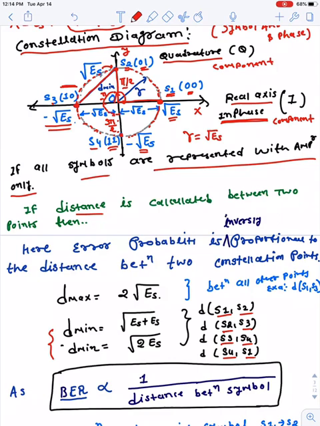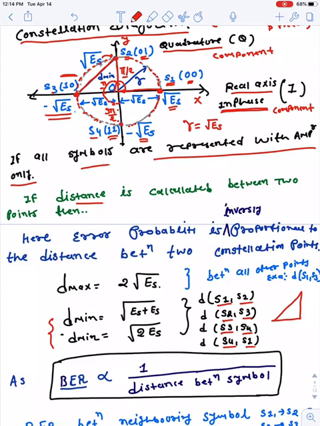And what would be the minimum distance? You can apply the triangle here. This is the minimum distance that we have identified. This is symbol S2 and this is symbol S3, and the same can be applied between S1 and S2, S3 and S4, and so on. We will take one example between symbols S2 and S3. This distance, d minimum, is what we are interested in finding. This distance is square root of Es.